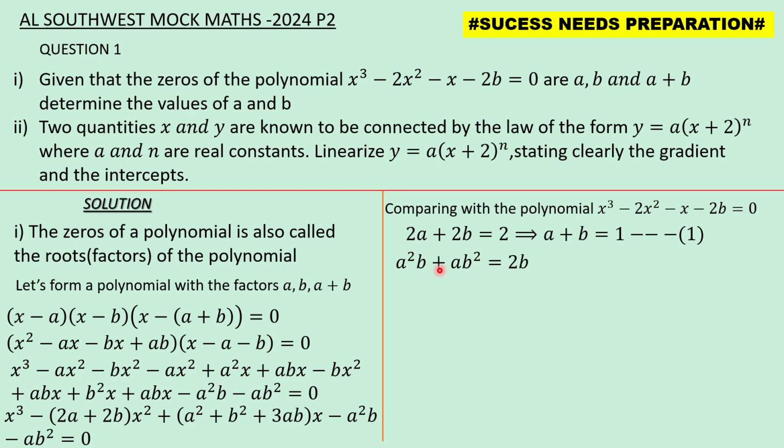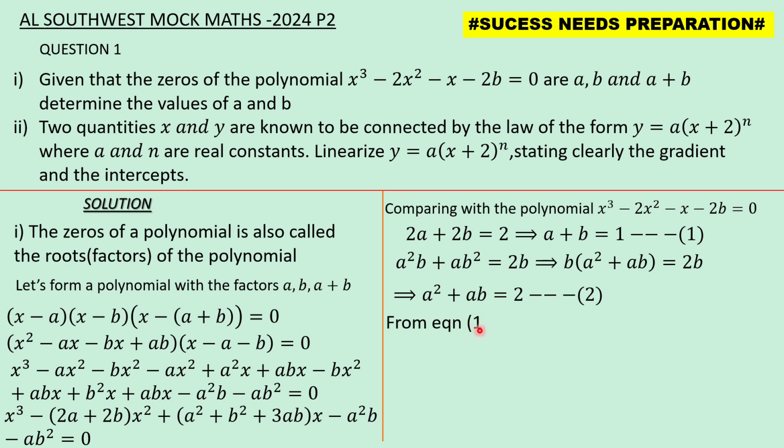A squared b plus ab squared is equal to 2, which implies that I can factor out the b, and cancelling the b out, I will get a squared plus ab is equal to 2, and I call this one equation 2. Okay, from there, this is a simultaneous equation with two unknowns, which is very well possible to find. So we'll solve by the substitution method.